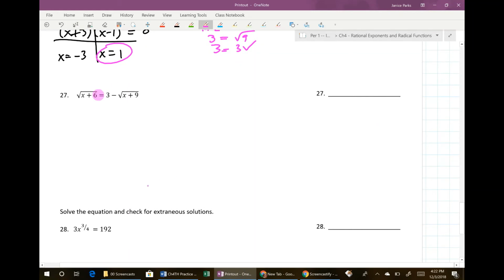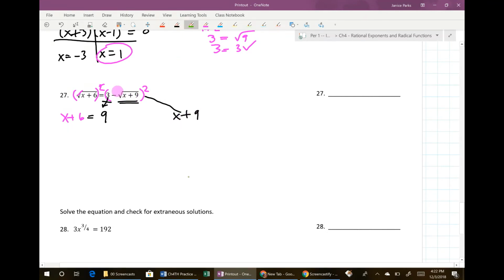For number 27, we're going to square both sides as it is. So on this side, the square root and the square cancel. On this side, they do not, so you're going to have 3 terms. The first one, you're going to square the 3, so that's 9. For the last term, we're going to square the square root of x plus 9, so you're just going to get x plus 9.